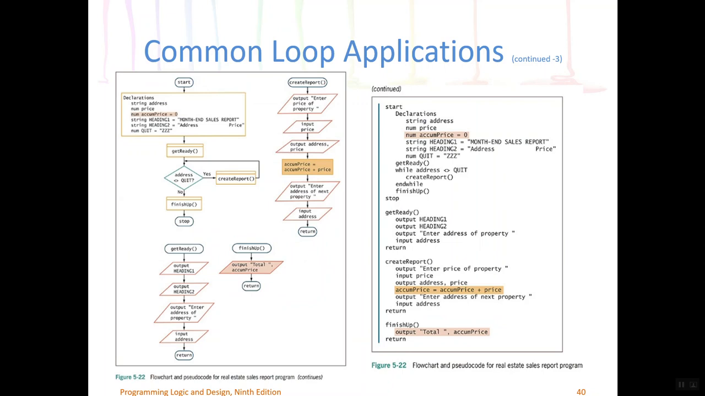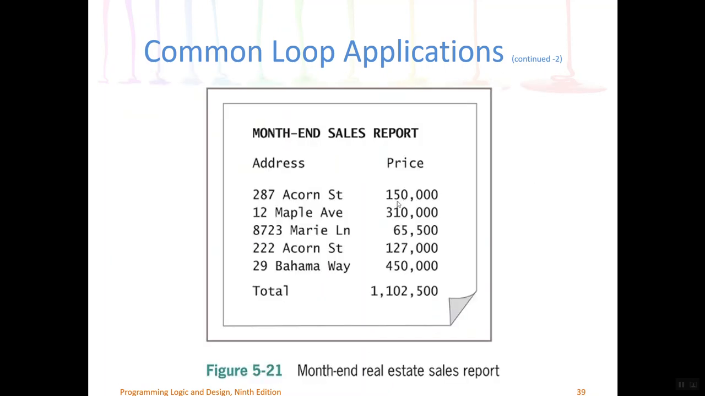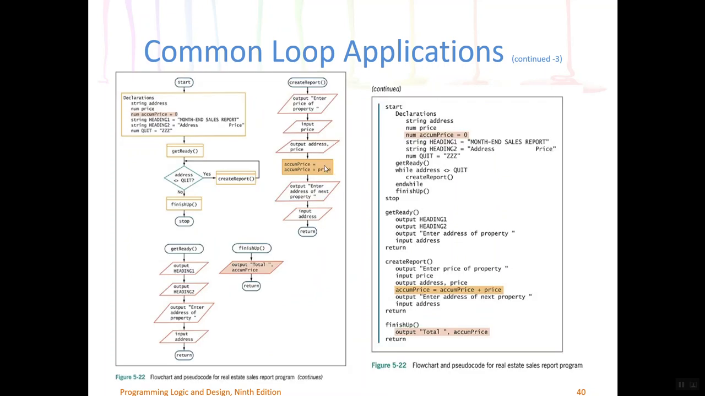The next time through, the $310,000 will be added to the $150,000. So the second time through, the accum price will be updated to $460,000. So you're going to see that this value, accum price, will grow because it is in the loop body each time through. It will get larger as each price is iteratively added to it. So this is essential. And then, of course, the last part of create report is to get the next address.